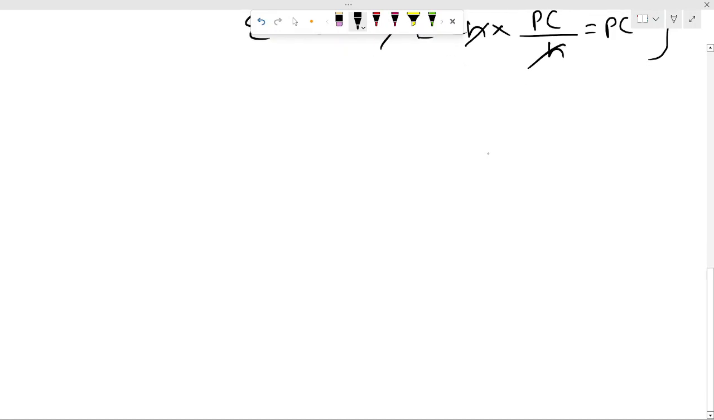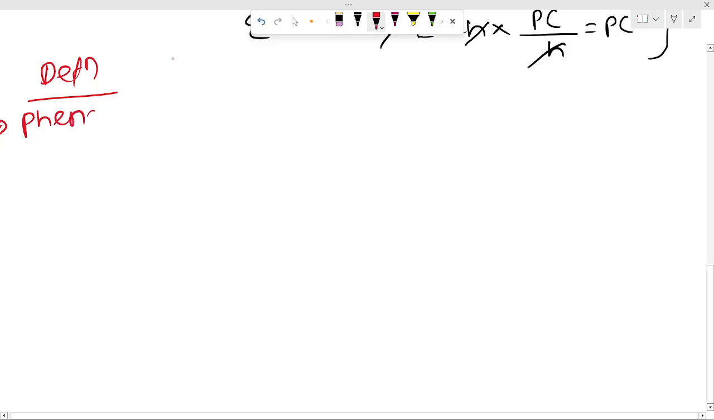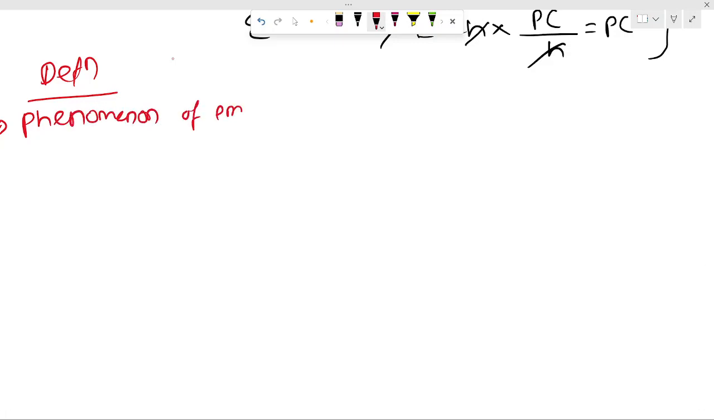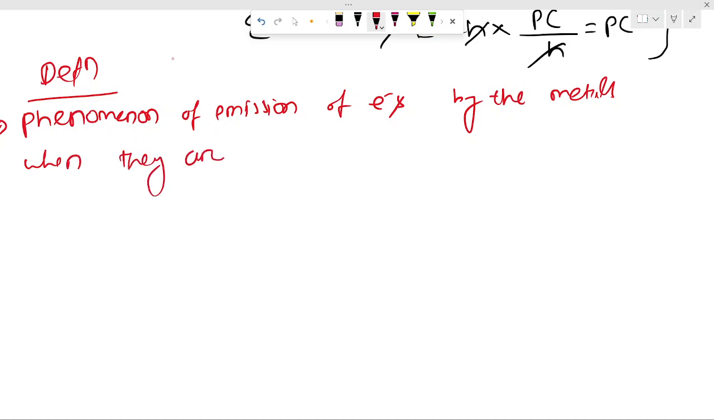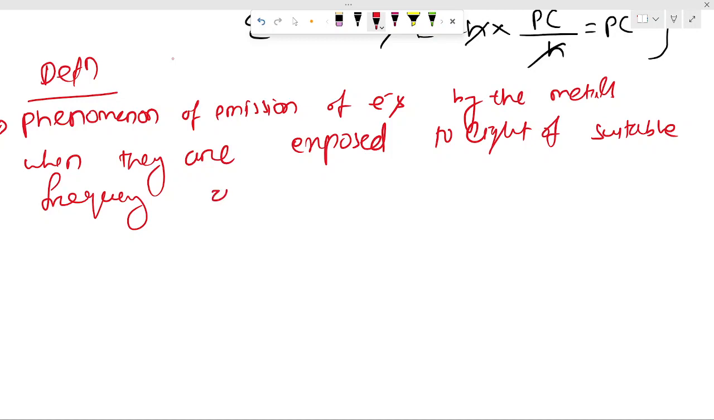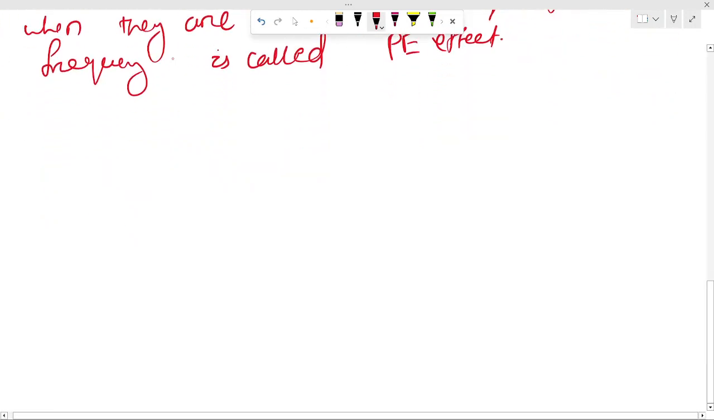If I write the definition of the photoelectric effect, what will it be? The phenomenon of emission of electrons by metals when they are exposed to light of suitable wavelength, or you can write suitable frequency, is called the photoelectric effect. This is the definition of the photoelectric effect.